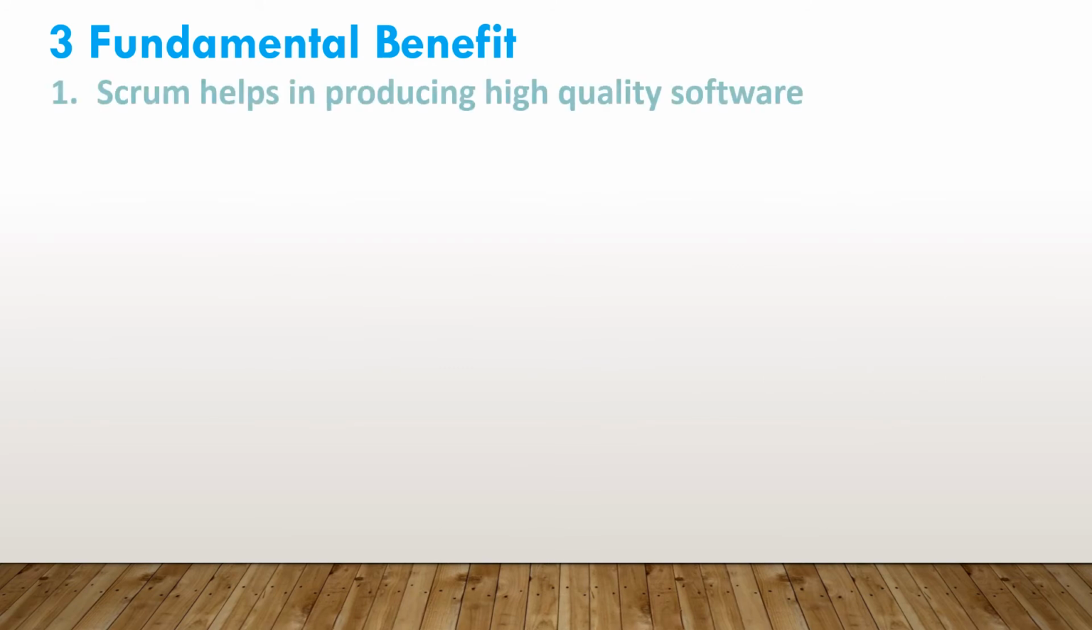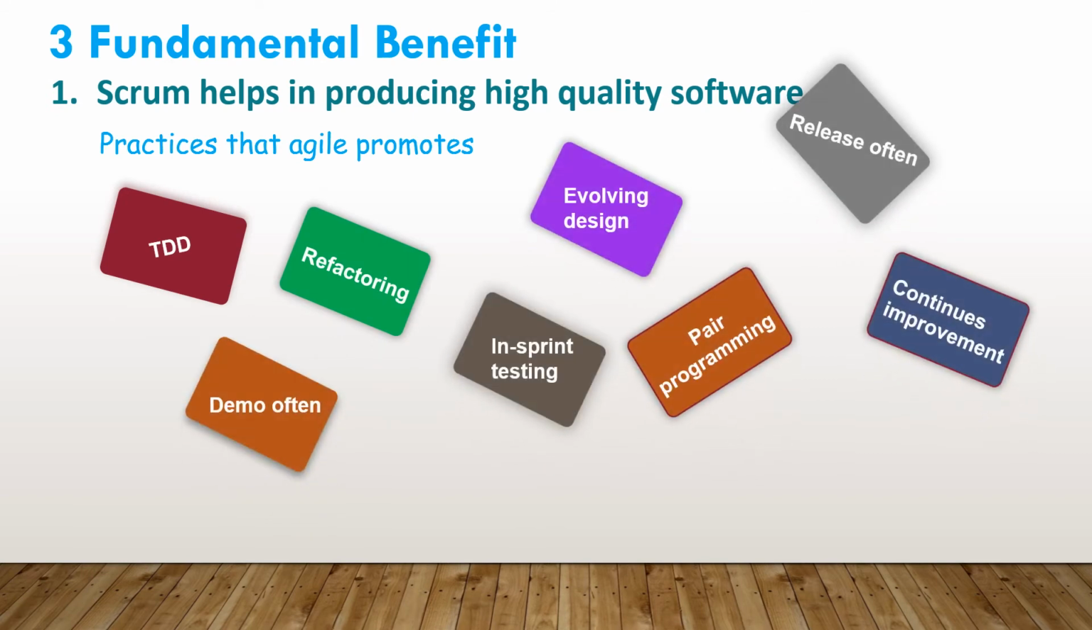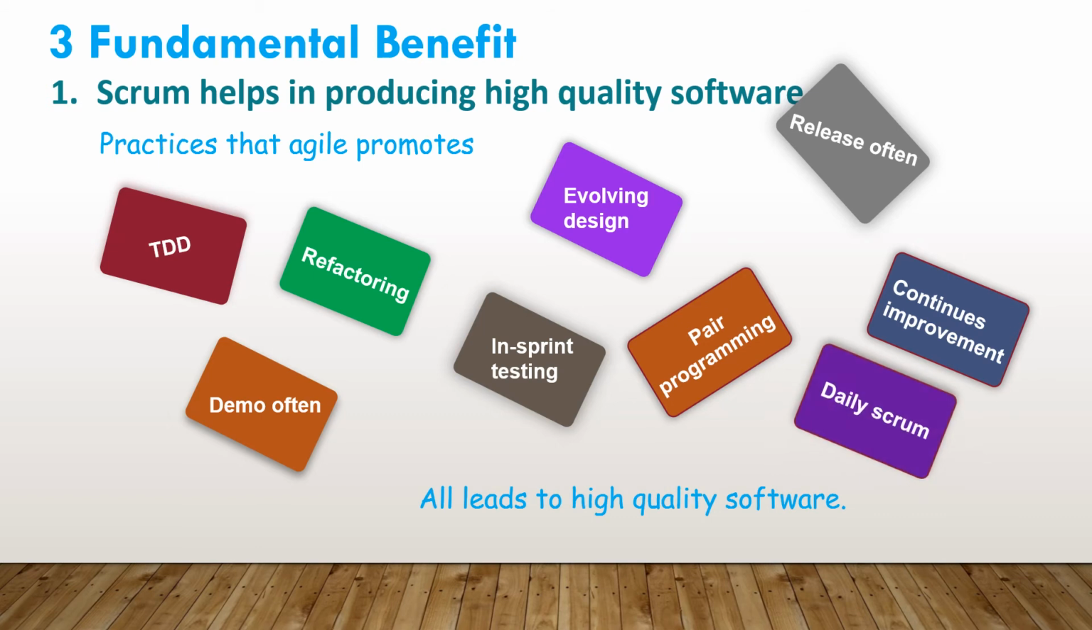Scrum helps in producing high quality code or software. The development practices that Scrum promotes signify the same. All these practices you see here lead to high quality software. For instance, Agile says no big design upfront. It says design should evolve through the practices we use to produce the code.